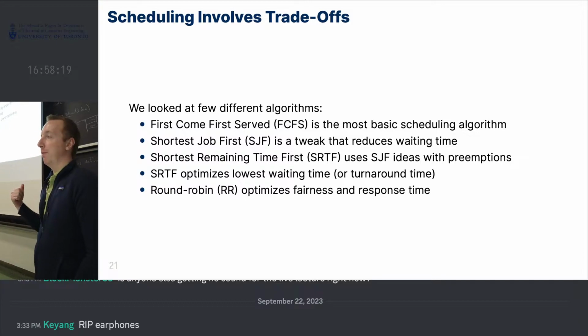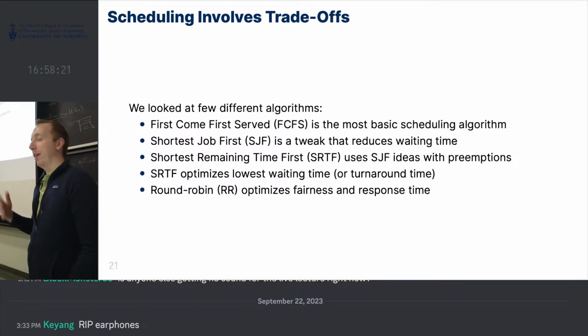So we saw first come, first serve, shortest job first, added preemptions, shortest remaining time. Saw it optimized waiting time, wasn't realistic. Saw round robin, fair, something you could implement. Yay.